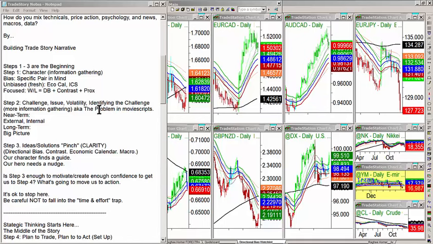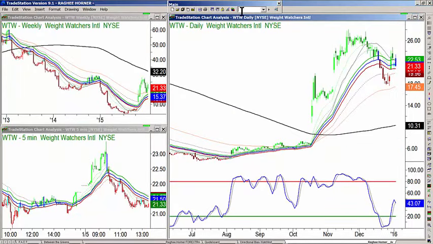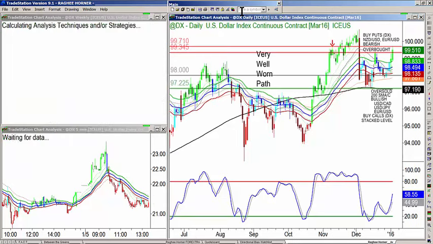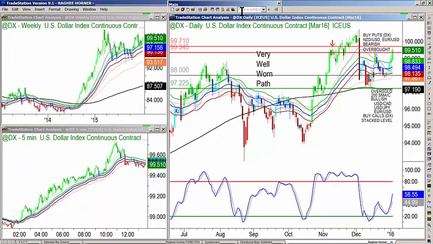We can look at that as the problem in movie scripts, right? That's what the character is going to face. Well, the symbol is going to face something. Let me make this a little bit more concrete for you guys. Let's talk about the dollar index. Here the dollar index is reaching a fairly interesting level on the chart. For that reason, it's in my watch list.